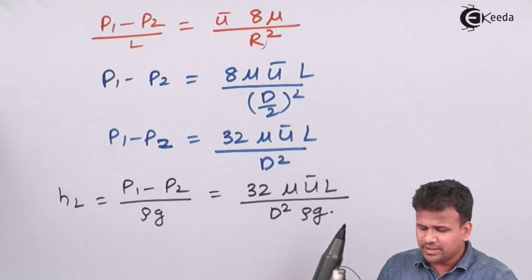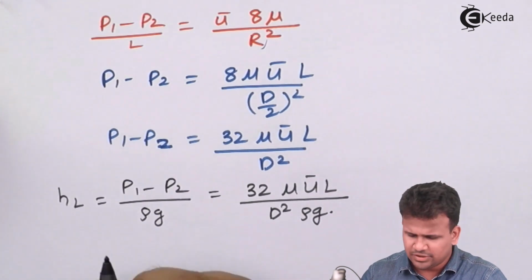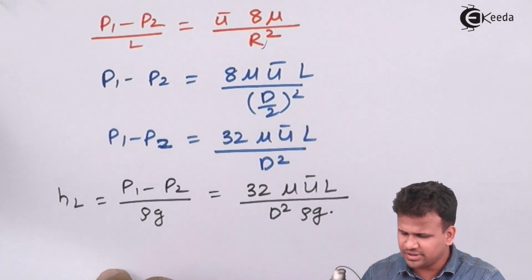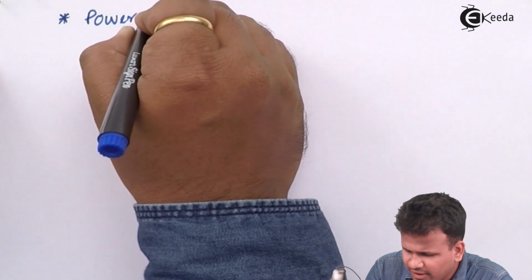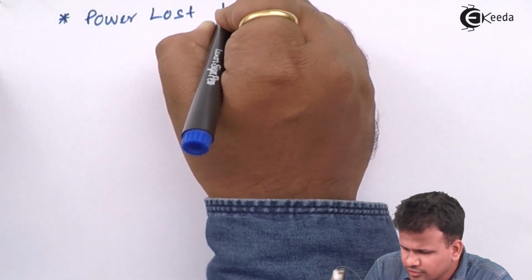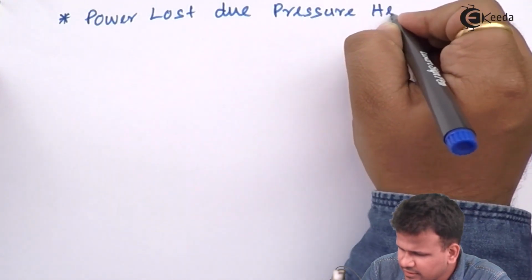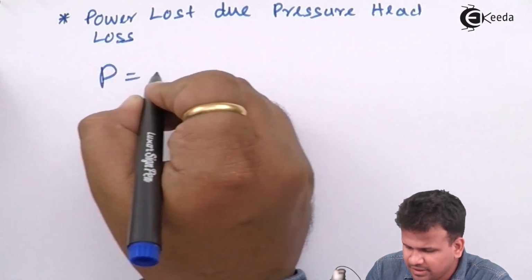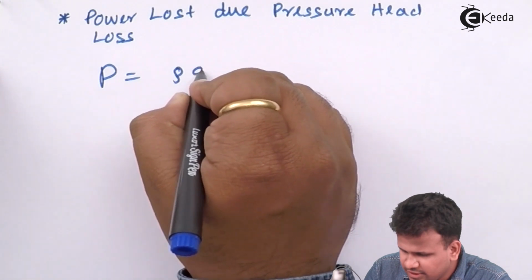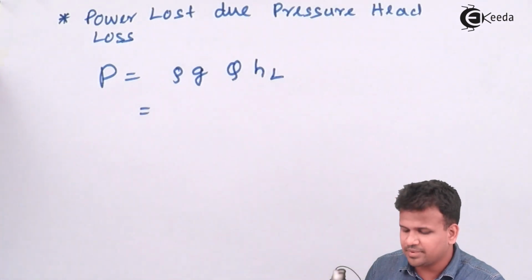Now to overcome this pressure loss or head loss, we need to calculate the power required. So the power required to overcome this pressure, or power lost due to pressure head loss, will be given as capital P equals rho into g into Q into HL. HL is the pressure loss.